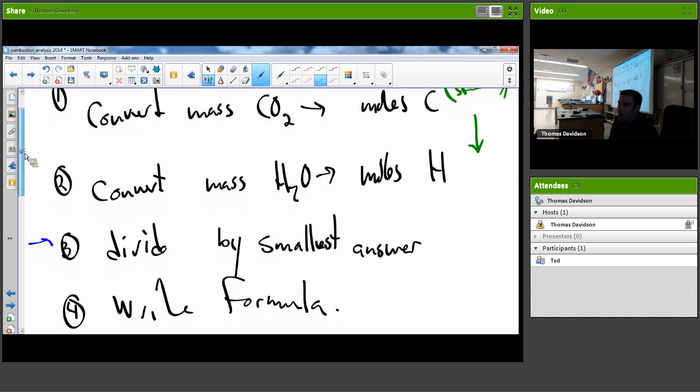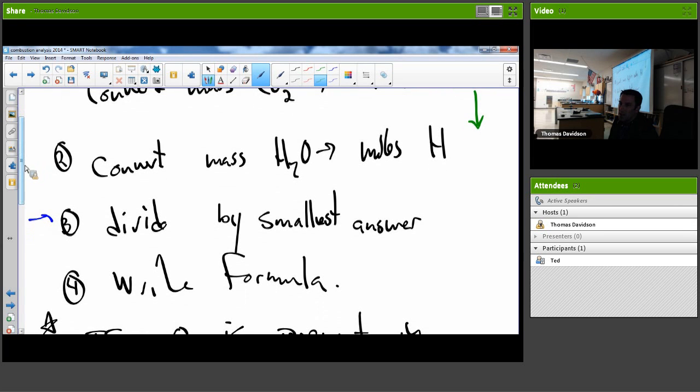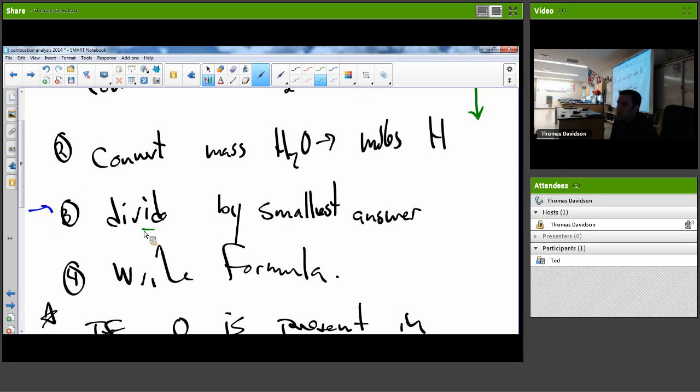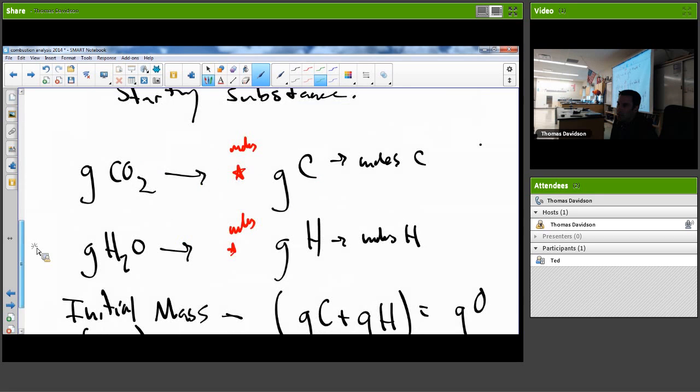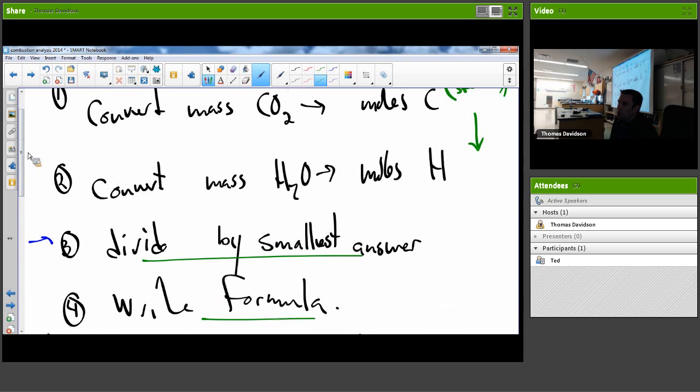So step 1, convert CO2 to C. Step 2, convert H2O to H. Step 3, divide by the smallest answer. We've done that before. And then write the formula. If O is present, it gets a lot more complicated, but we'll cross that bridge when we get there. So remember, we convert mass of CO2 to moles of C, mass of H2O to moles of H, divide by the smallest number, and write the formula. And we're going to do that here in a second.